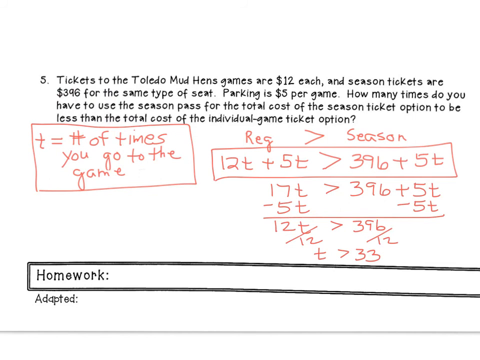So t is how many times I go to the game. If I want the season tickets to be less than the regular, to make it a deal, then I need to go how many times? More than 33 times. If I'm not going to go more than 33 times, I shouldn't buy the season pass. So I need to go to the games more than 33 times. Sorry, I'm skipping some words here.